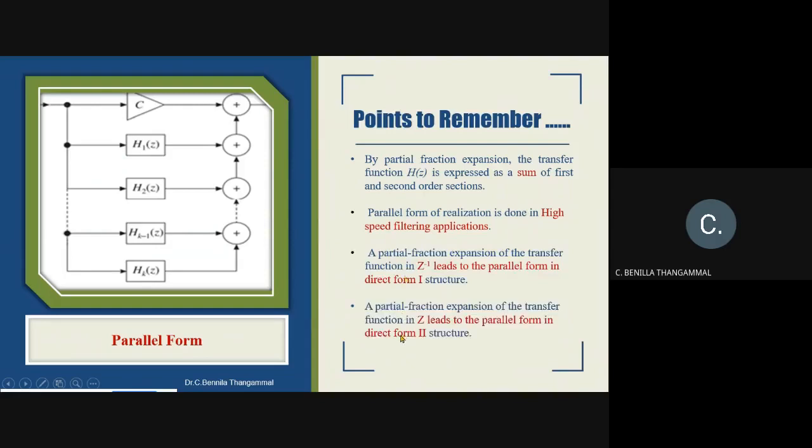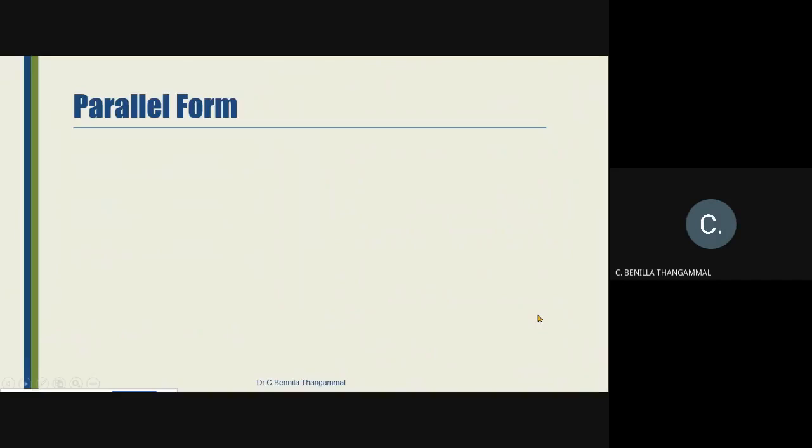Partial fraction expansion of the transfer function in z inverse leads to the parallel form of your direct form one. If you're going to use your z, then what happens? It will lead to the direct form two. So both can be done. So direct form one and direct form two, mostly direct form two will be preferred.